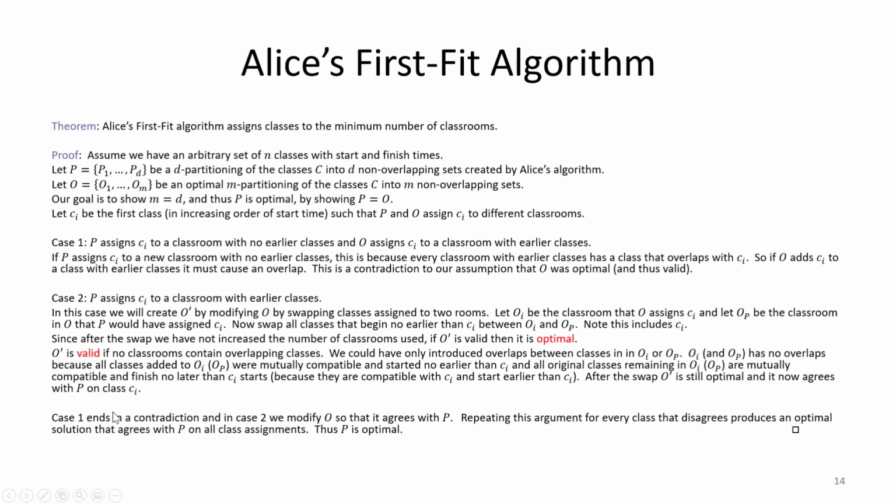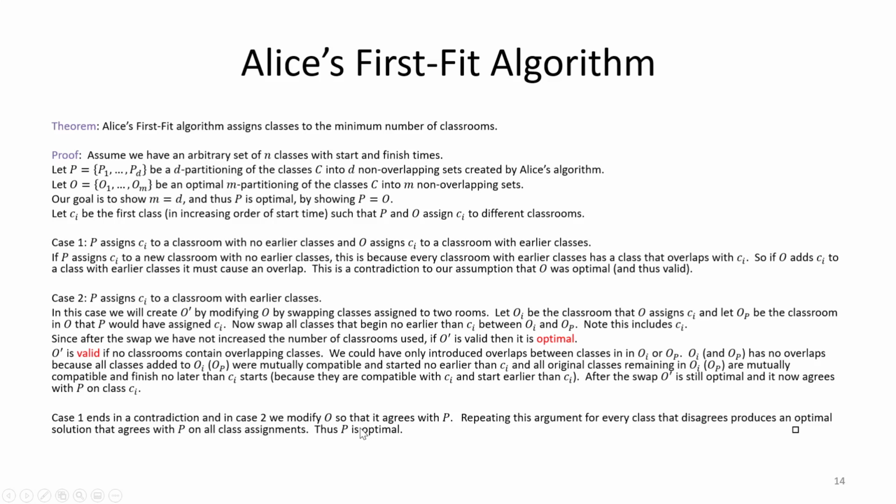Okay, now we've really done all the argument, but I want to finish things off by just sort of saying what we did. Case 1 ends in a contradiction, and in case 2 we can modify O so that it now agrees with P. Now imagine there were more places that we disagreed in between P and O. Again, they have to be other ties because this is impossible. If there were other ties, then we say, well, go and make swaps for all those ties as well. So this is saying repeating this argument for every class that disagrees. Well, then eventually we'll get to a point where P is equal to O, and therefore P is optimal.